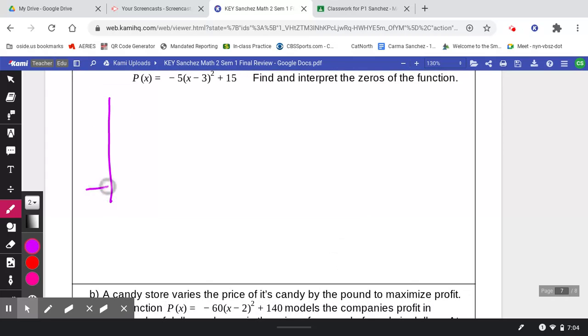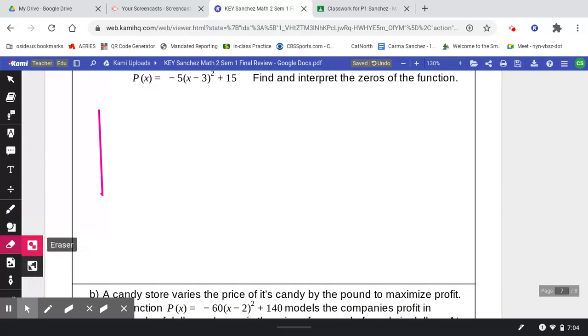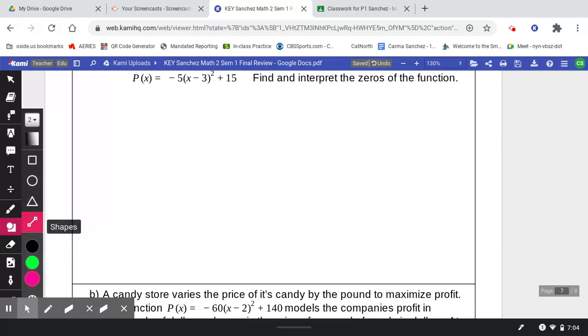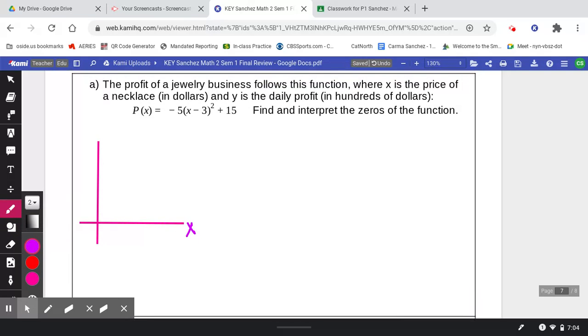So just quickly imagine, actually, let's use the beautiful line tool that we have so we don't have to make it look like ugly lines. Let's imagine that it's telling us that X is the price of the necklace and Y is the profit. And then it gives us this quadratic with a negative value at the front. So if you can envision, we've got some sort of an upside down parabola where these two zeros represent zero profit.